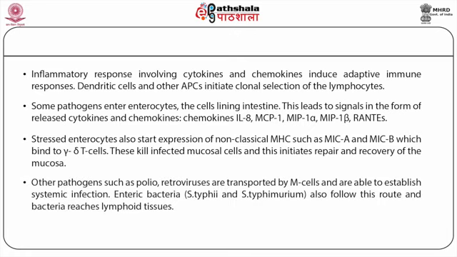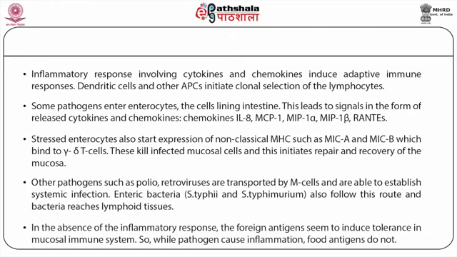Other pathogens such as polio and retroviruses are transported by M cells and are able to establish systemic infection. Enteric bacteria also follow this route, and the bacteria reach lymphoid tissues. In the absence of an inflammatory response, the foreign antigens seem to induce tolerance in the mucosal immune system. So, while pathogens cause inflammation, food antigens do not.